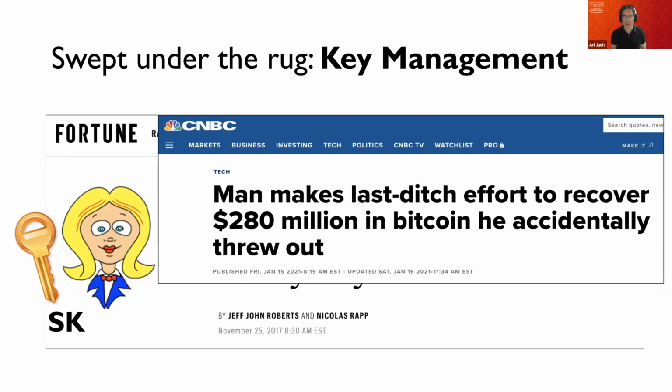Just this past month, there was an article about a man who lost 7,500 Bitcoin as a result of storing his private key on a hard drive he'd thrown away, and he was appealing to his town hall to allow him to trawl the local garbage dump to try to recover this hard drive. But this problem is pervasive.